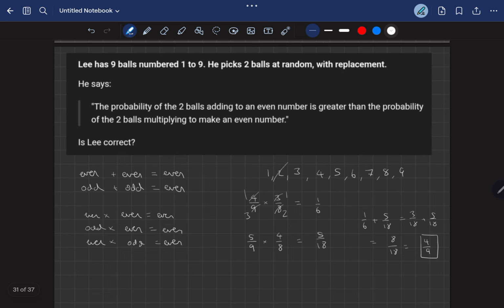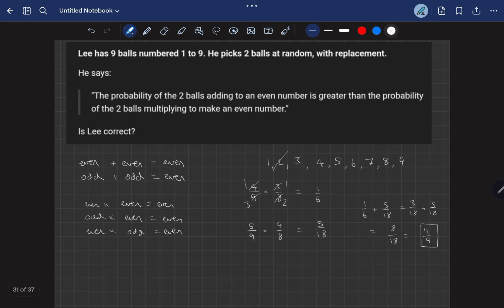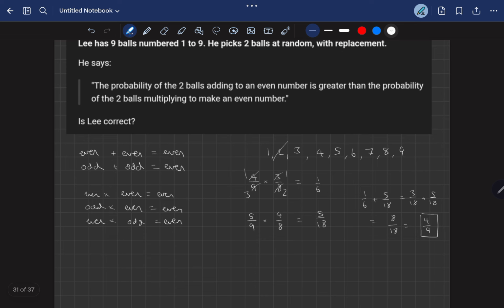Okay? So let's just work out the probability of getting odd times odd and then subtract this value from 1. So the probability of getting odd and then odd, we've already worked this out. This is 5 over 18. So let's do 1 minus 5 over 18, which is 18 over 18 minus 5 over 18. So this is 13 over 18.